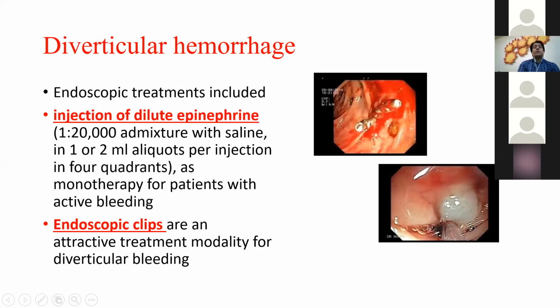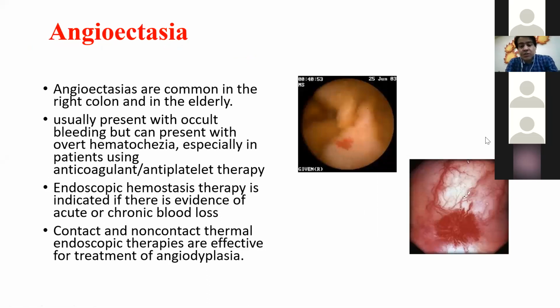The rare form of lower GI bleed is angioectasia. This is the angioectasia, with a starry shape and fresh oozing blood. It is a rare form of lower GI bleed. It usually occurs in the right side of the colon and in the elderly. The angioectasia usually presents with focal blood, but sometimes it may present with overt hematochezia. The identification of angioectasia is a little bit difficult as compared to the other causes of lower GI bleed. Again, it requires endoscopic hemostasis therapy if there is evidence of acute or chronic blood loss.